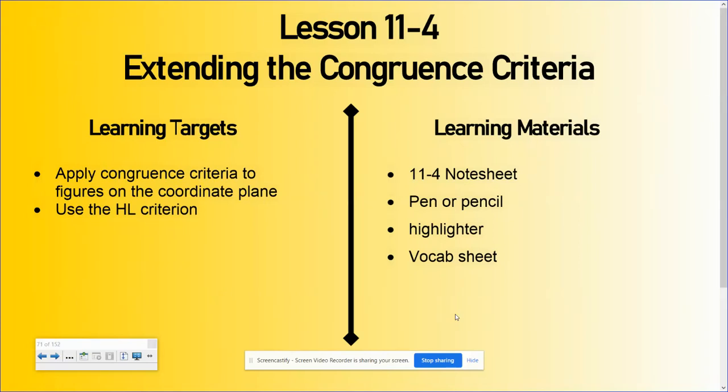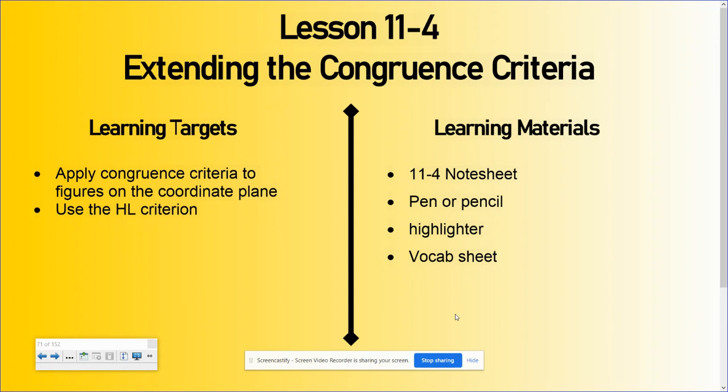All right, so today we're going to finish up activity 11 with lesson 11-4, which is going to talk about extending the congruence criteria. So we're going to be applying that to figures on a coordinate plane. And then we're also going to talk about this new HL criteria that we can use to prove triangles congruent. So have this note sheet handy.